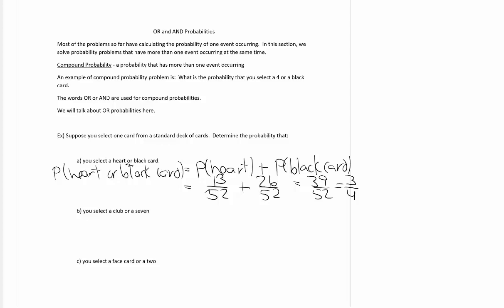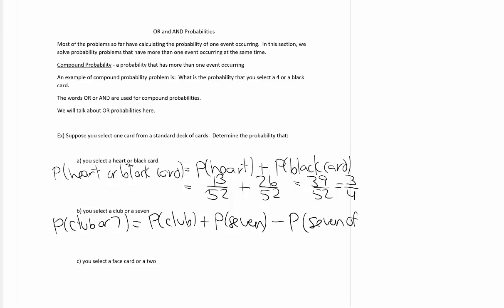All right, part B, the probability you select a club or a 7. So let's write the probability of a club or 7. It's an OR, so that means I'm going to add. So that's the probability of a club plus the probability of a 7. Now, in this case, I can select both a club and a 7. So I'm going to subtract out the overlap, and let's call it the 7 of clubs.